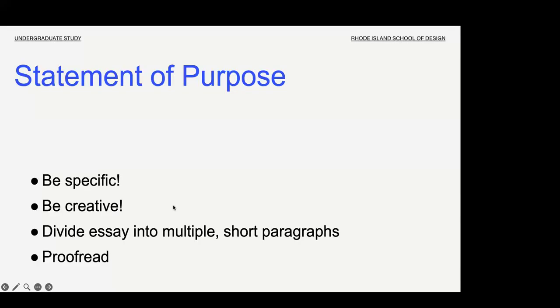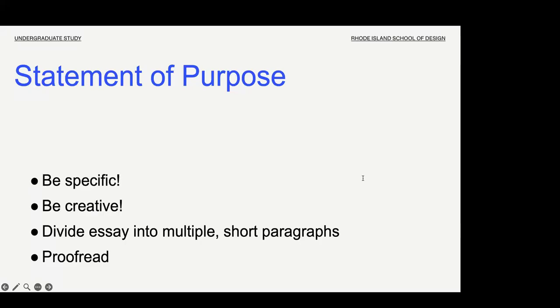Next up is going to be statement of purpose. Our advice here is to be specific, creative, and to proofread. When you're writing your essay or pasting it into the RISD application form, just be mindful of formatting. It's really helpful for us if you arrange your essay in a way that makes it easy to read. So that's why we have this bullet point of just dividing your essay into multiple shorter paragraphs. Be specific about why you'd be a good fit for RISD and why RISD would be a good fit for you. It goes both ways.